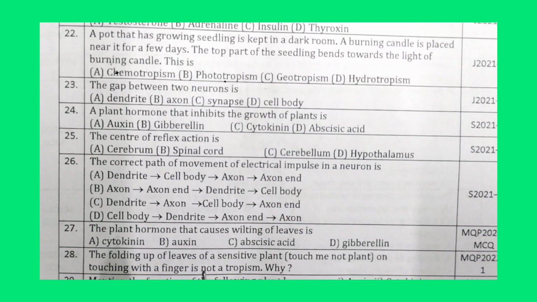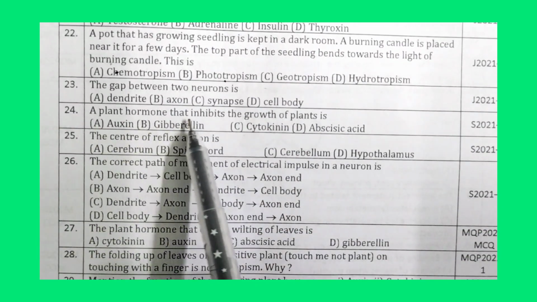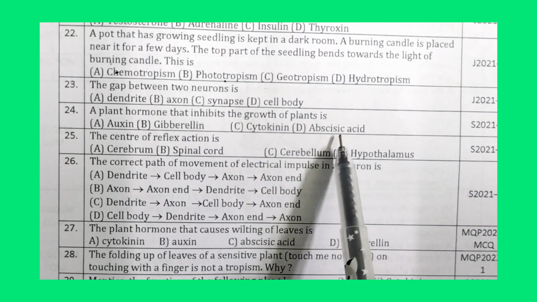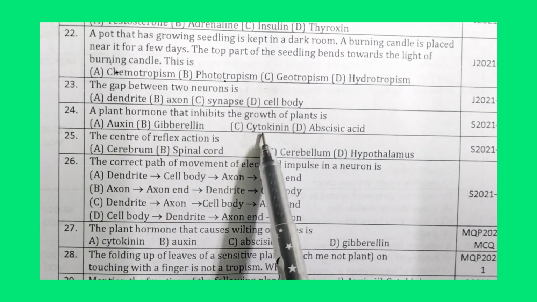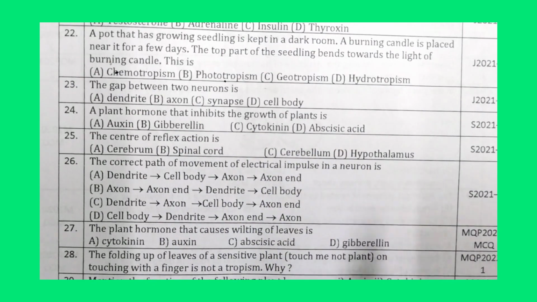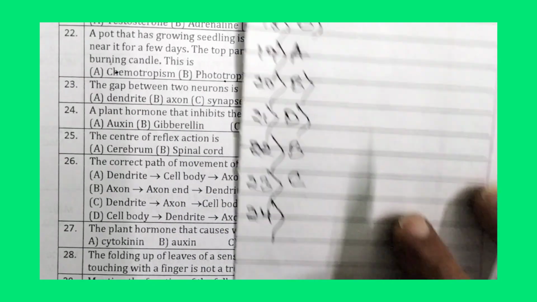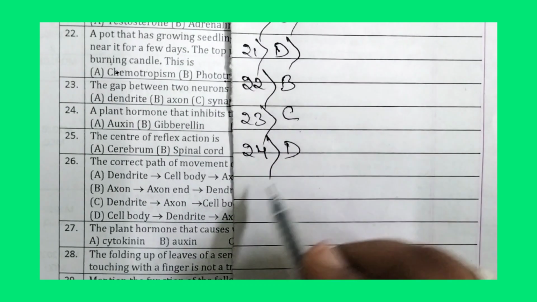Now let us move to the 24th question. A plant hormone that inhibits the growth of a plant, that is option D, abscisic acid. The other three are growth promoting, this one is growth inhibiting. Therefore the right answer for the 24th is option D.